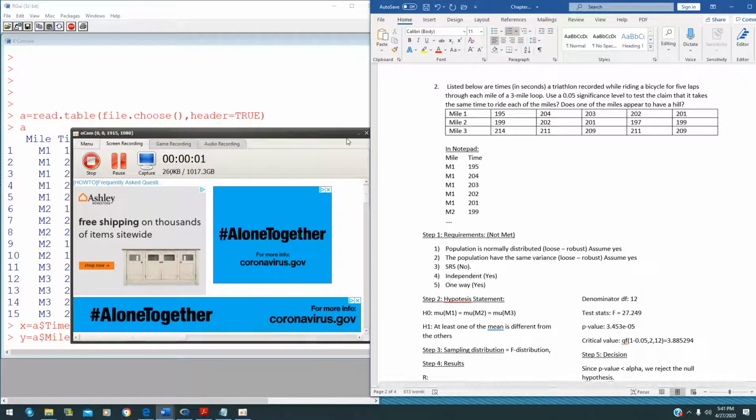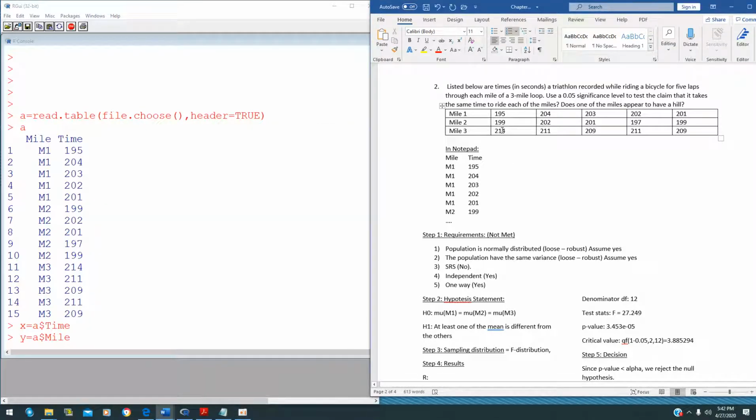This is chapter 12.1, question number 2. We are doing what we call a one-way ANOVA. Listed below are times in seconds in a triathlon record while riding a bike for 5 laps through each mile of a 3-mile loop. So this person will be riding a 3-mile loop: 1 mile here, the second mile, and then the third mile. So 3 miles in the loop, and he does it 5 times here.